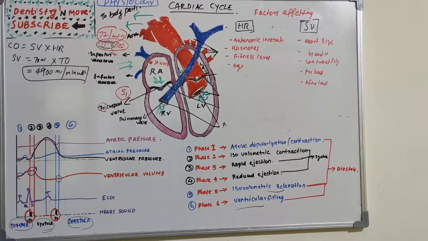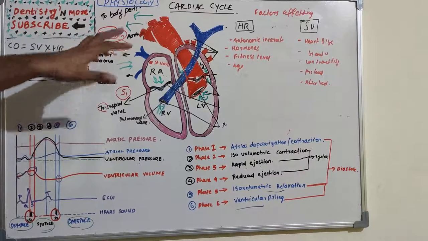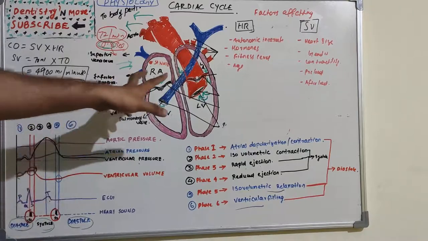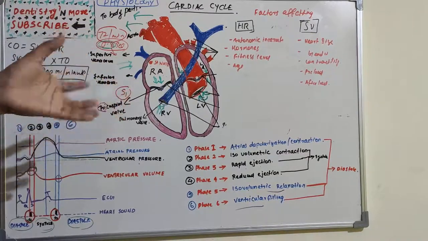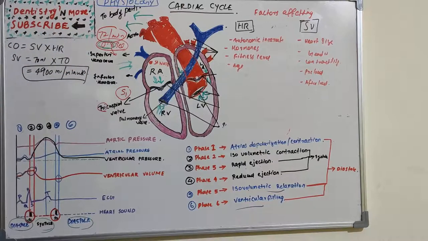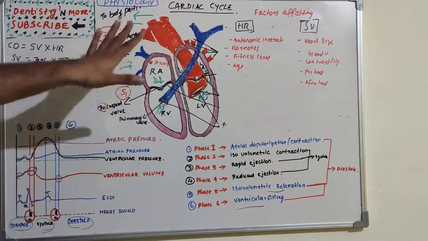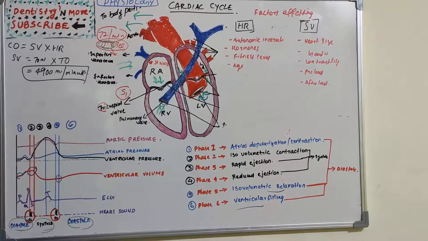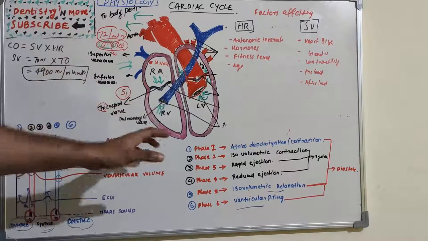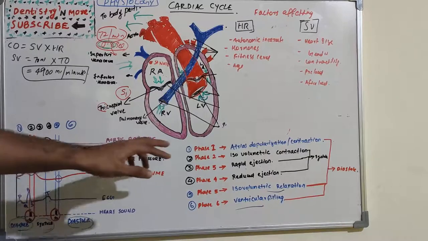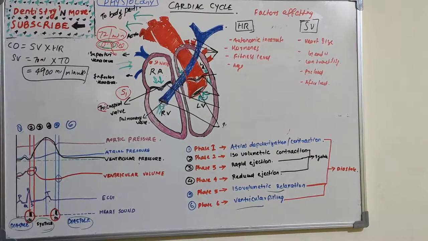We have learned the heart, its chambers, the valves, arteries, veins, the heart sounds, and the tricuspid, bicuspid and semilunar valves, and the process of blood purification: how the blood is collected to the heart, then from the lungs the purified blood comes back and is distributed to various parts of the body by the aorta. And we have learned the ECG wave, the ventricular volume, ventricular pressure, atrial pressure, aortic pressure, and the cardiac cycle, the six phases, the systole and diastole, the atrial depolarization, isovolumetric contraction, rapid and reduced ejection, isovolumetric relaxation, and ventricular filling, and also the heart sounds, the P, QRS, and T waves.